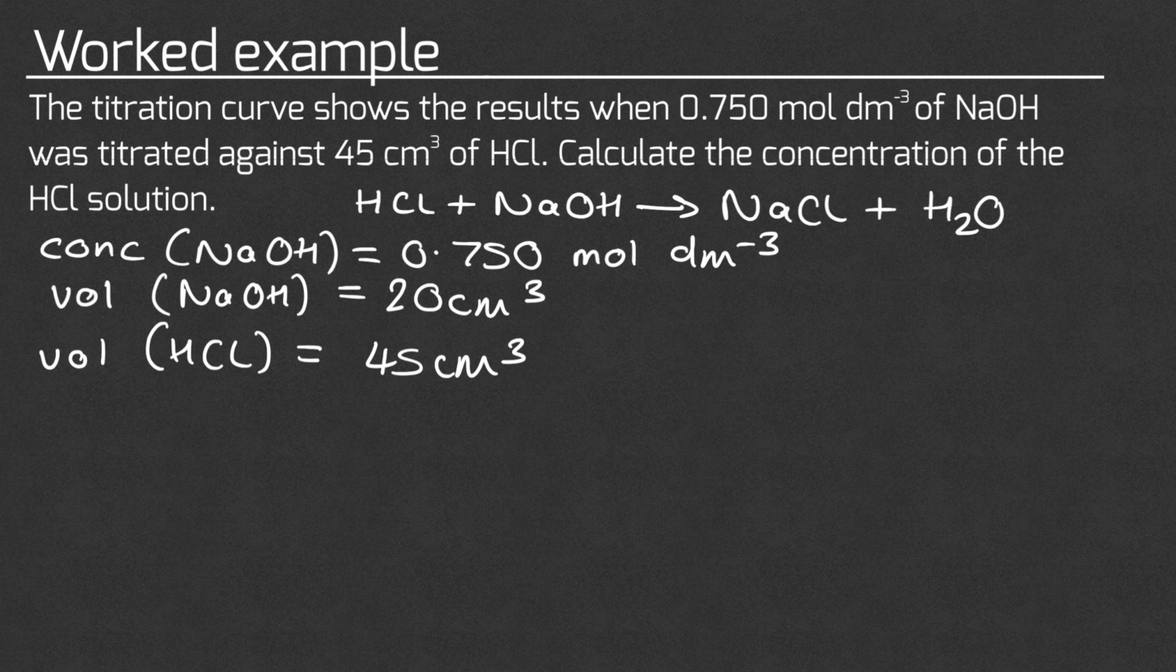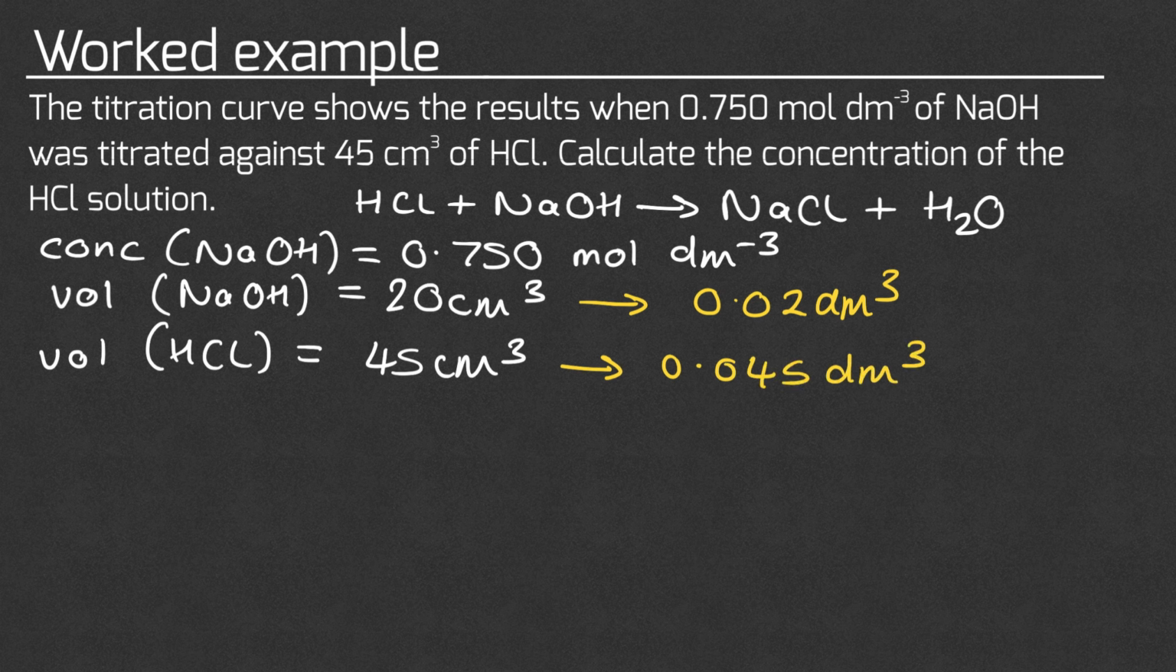The next step is to convert the two volumes from centimeters cubed to decimeters cubed. We do this now to save time later on, and we do this by dividing each value by 1000. Now we've got the volumes in decimeters cubed, we can start by working out the moles of the known one. So we've got 2 bits of information for sodium hydroxide, so we need to start by working out how many moles of sodium hydroxide we've got. We do this by using the equation moles equals concentration times volume, so we can now sub in the values for sodium hydroxide.